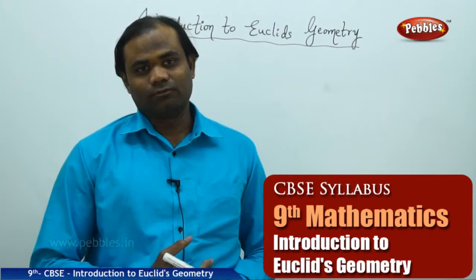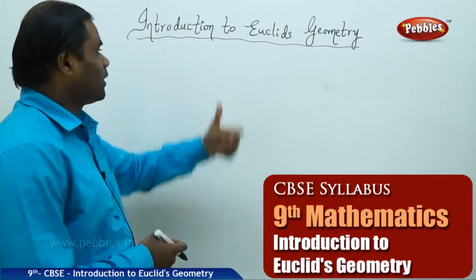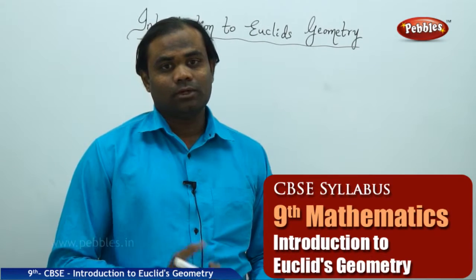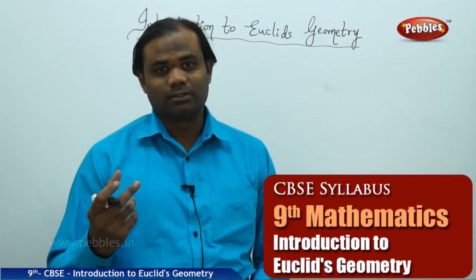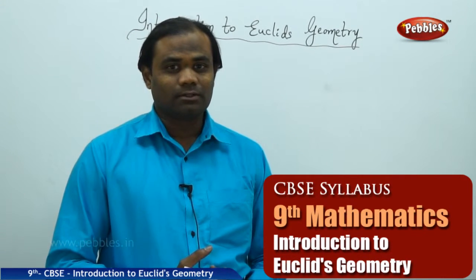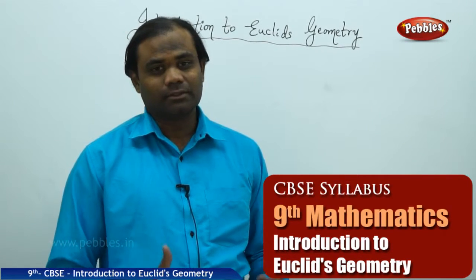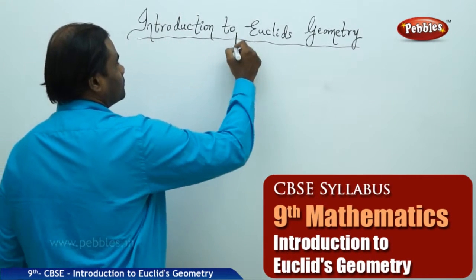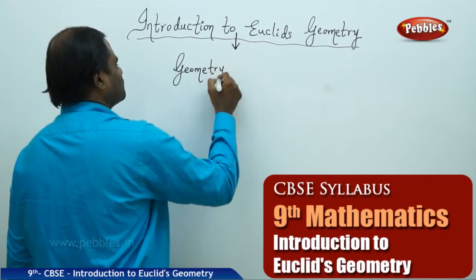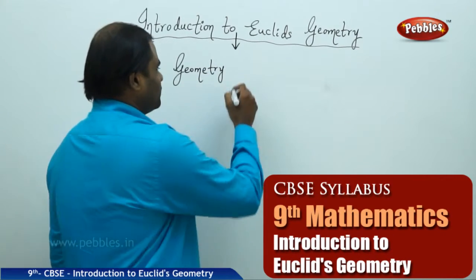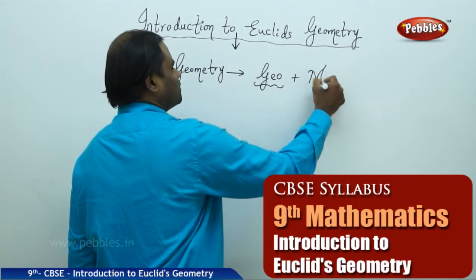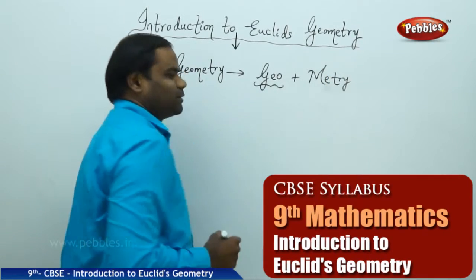The new chapter for the syllabus is chapter number 5, Introduction to Euclid's Geometry. What is geometry? We have come across this word many times in the branch of mathematics. Let's see the root of the word geometry. Geometry is divided into geo plus metry.